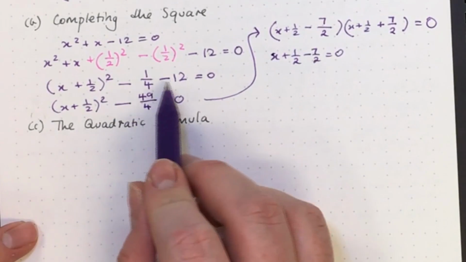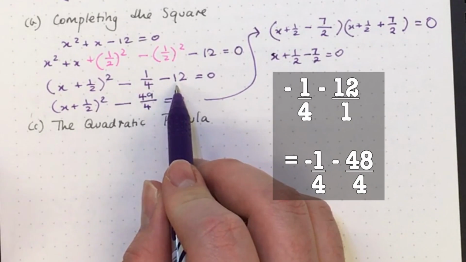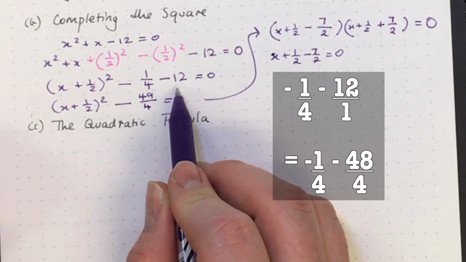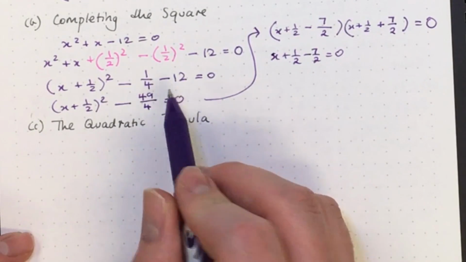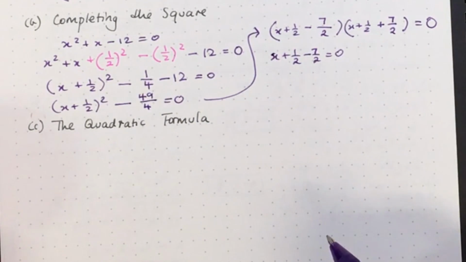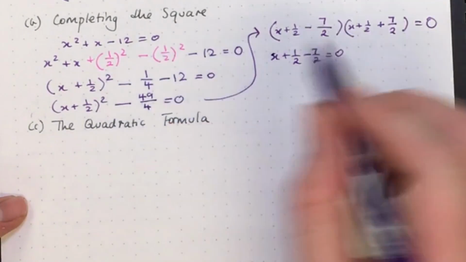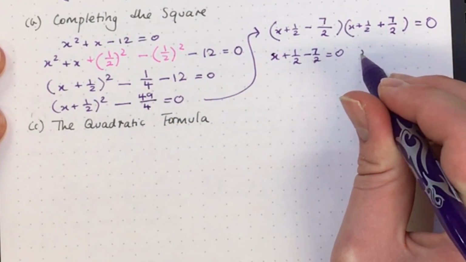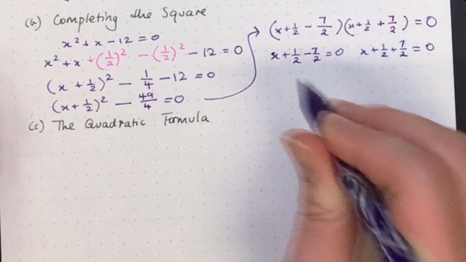The 49 came from the fact: what's 1/4 take away 12? 12 expressed as a fraction would be 48 over 4. So negative 1/4 minus 48 over 4 would make that negative 49 over 4. So I just turned the number into a fraction. This is like, factorizing is too easy, let's just make 10 lines into it.